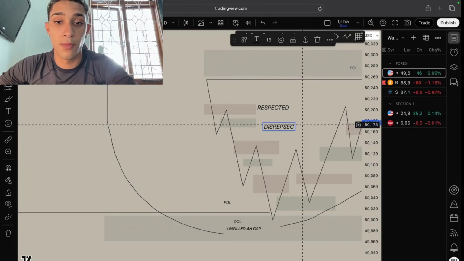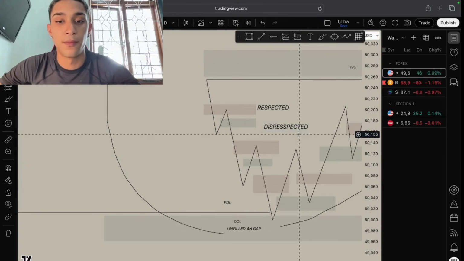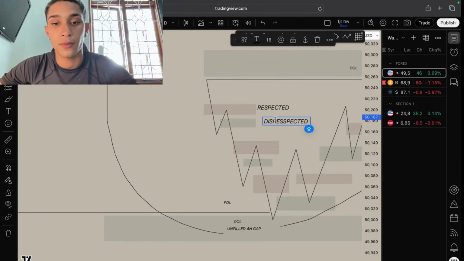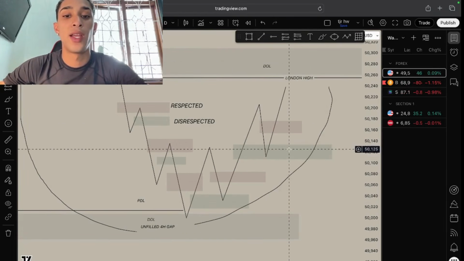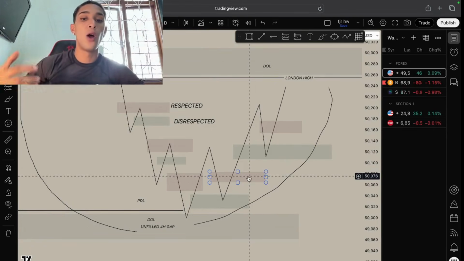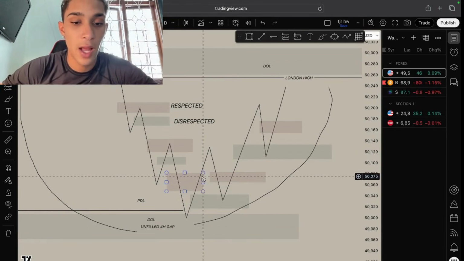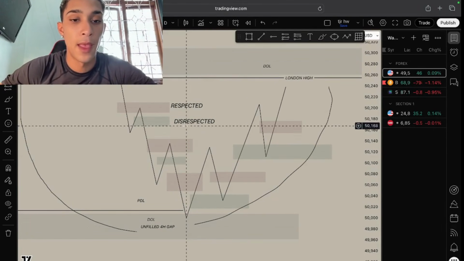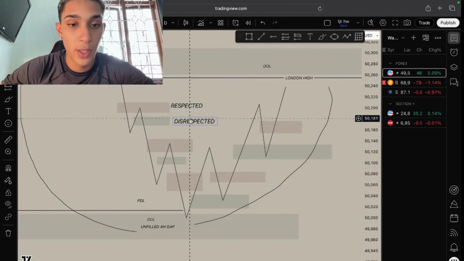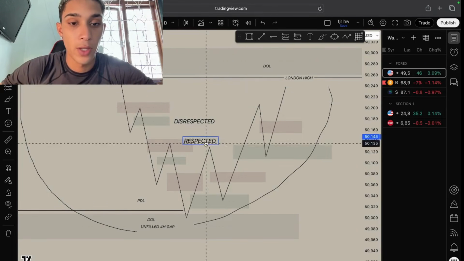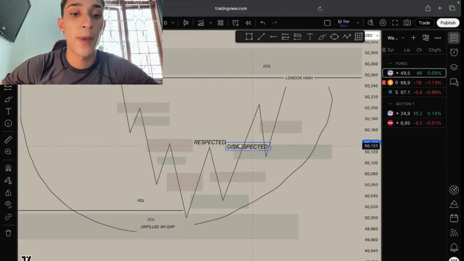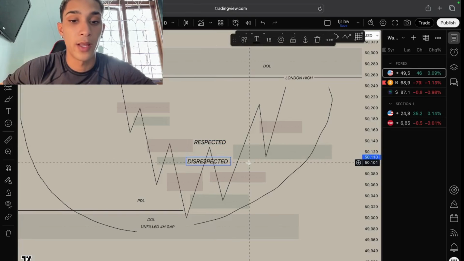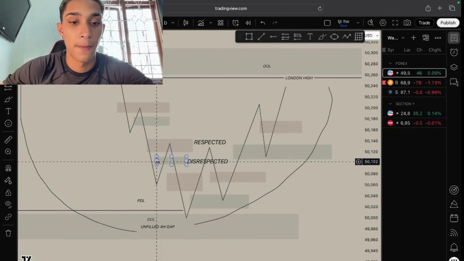Disrespected. Bang. And that's exactly how we're going to see if we are in a market maker buy model or a market maker sell model. And when we check out the other side, what happens here now, okay? We respect bearish gap, we disrespect bullish gap. Then we respect bearish gap, and disrespect bullish gap. Then we respect bearish gap and again disrespect the bullish gap right there.